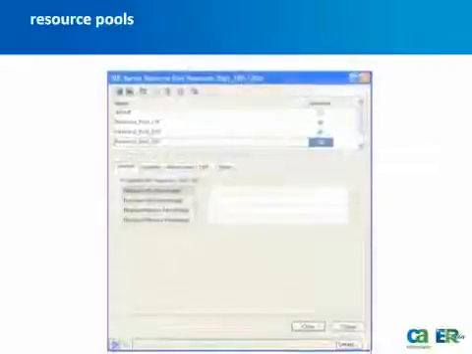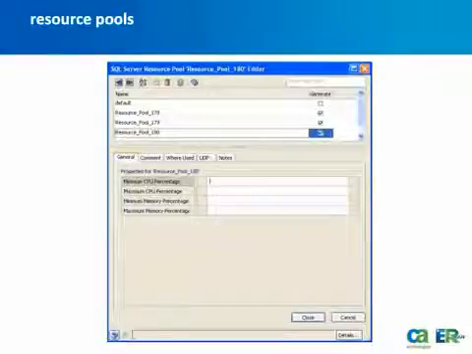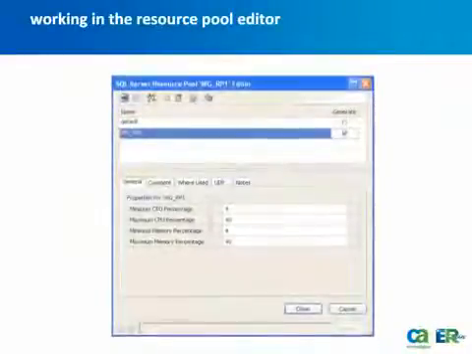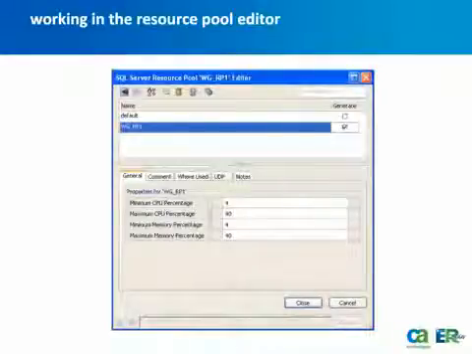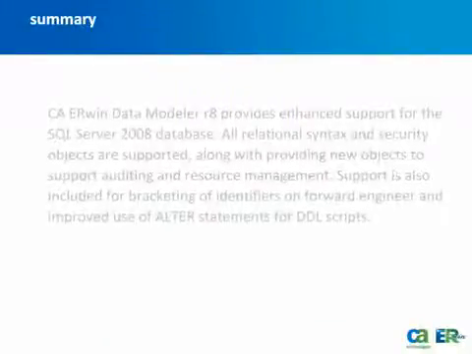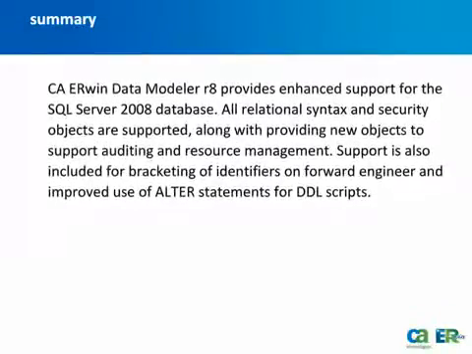Resource pool objects are used along with workload group objects to support Resource Governor. With this support, you can define resource limits and priorities for different workloads and have consistent performance. The editor lets you define the physical resource parameters for a virtual resource pool within a SQL Server instance. Specify the parameters for minimum and maximum CPU percentage levels and minimum and maximum memory percentage levels to use for each resource pool.